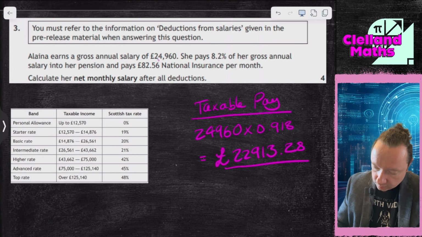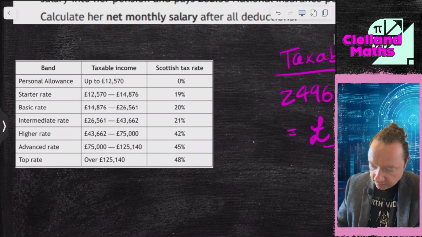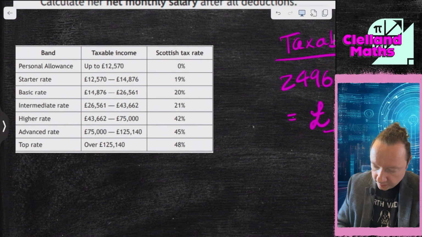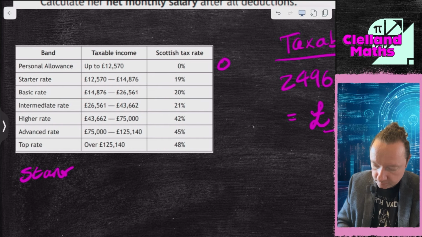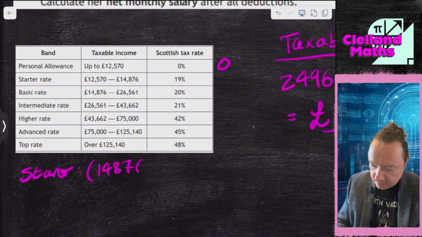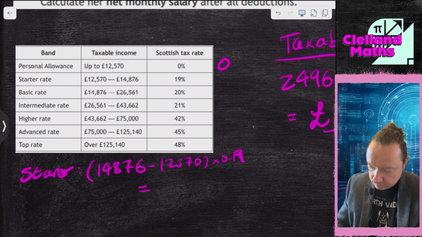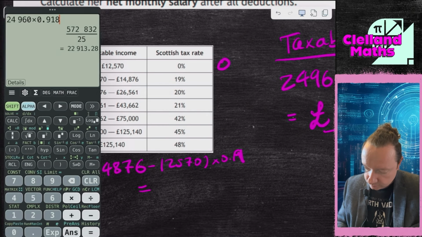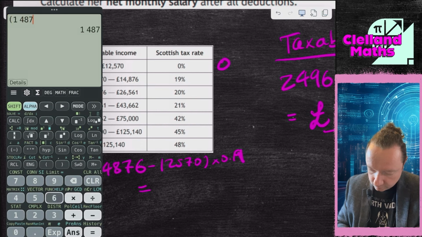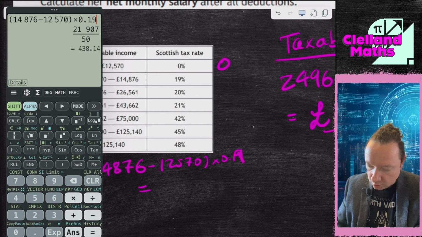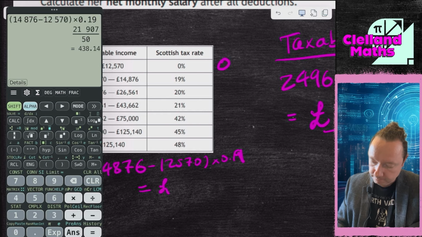So there's our tax table. So personal allowance 0. For starter rate, we just do the bands, 14,876 minus 12,570 times 0.19. Which is 438.14.